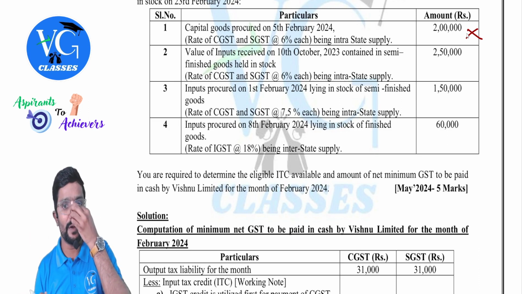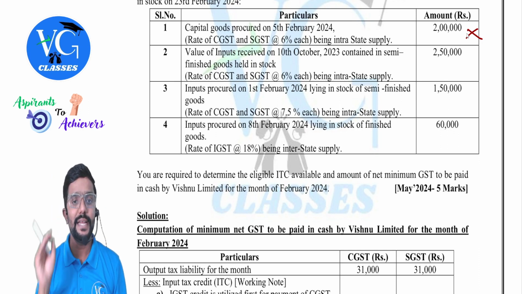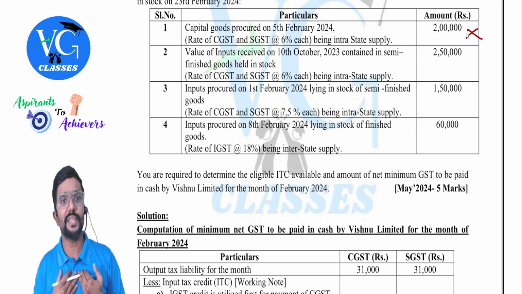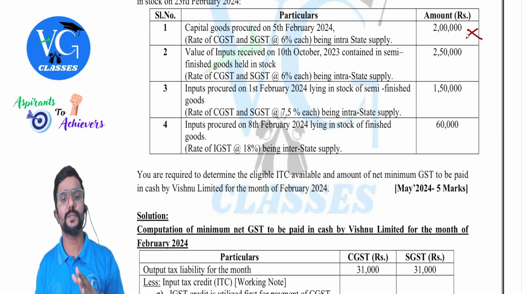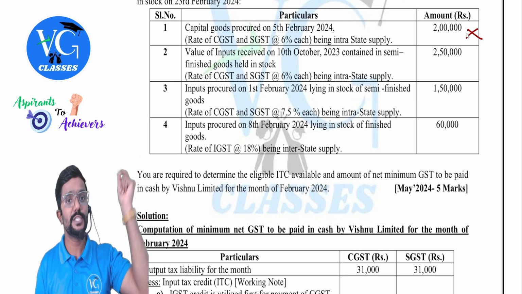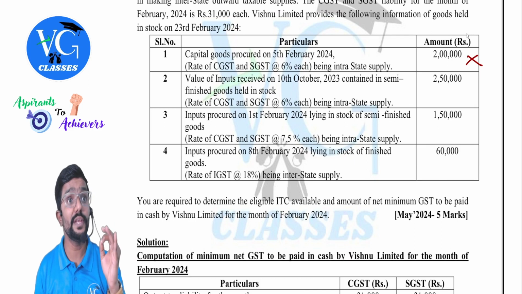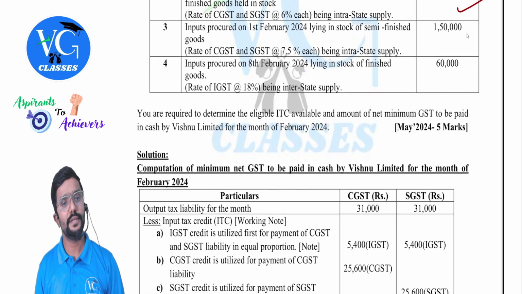Value of inputs received on 10th October 2023, contained in semi-finished goods held in stock. Okay, it is there in stock as on 23rd February. Yes. When was it purchased? 10th October 2023. Is it within 1 year? That also you check. Is it within 1 year? Yes. Available. Fully, sir? Yes.